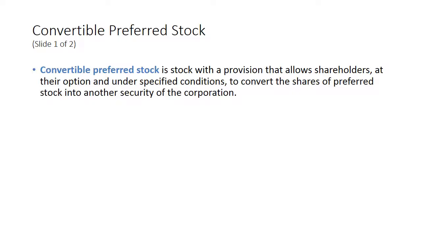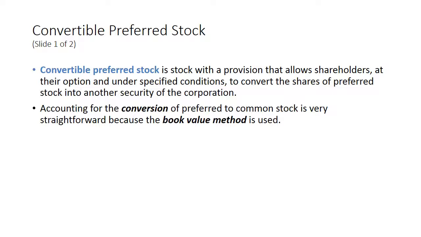Convertible preferred stock. Here's another characteristic preferred stock can have. Sometimes it has a provision on the preferred stock certificate that allows shareholders, at their option, if they want, to convert their shares of preferred stock into another security of the corporation, usually common stock. What's the big deal there? Well, now you have a voting right that you didn't have before.